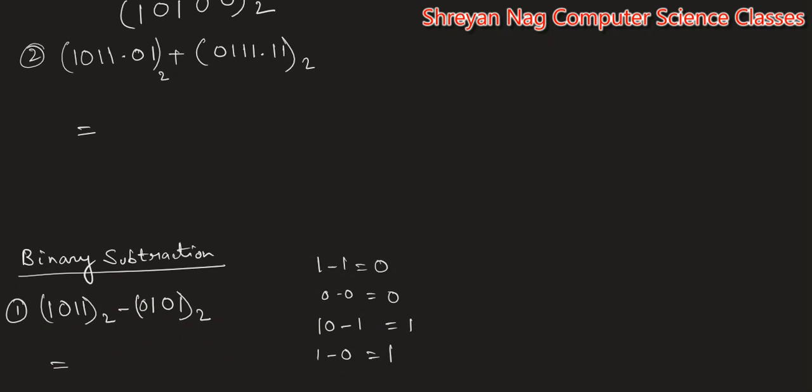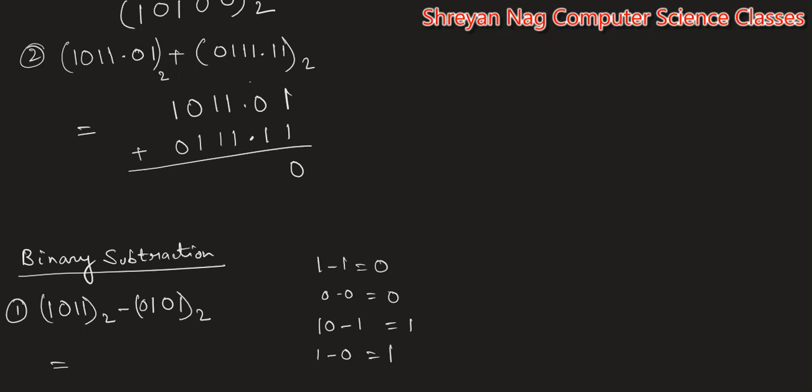Now let us take the next example, 1011.01 plus 0111.11. Let's sum it. So what will we get? 1 plus 1 is 10. So 0 is there, carry up.